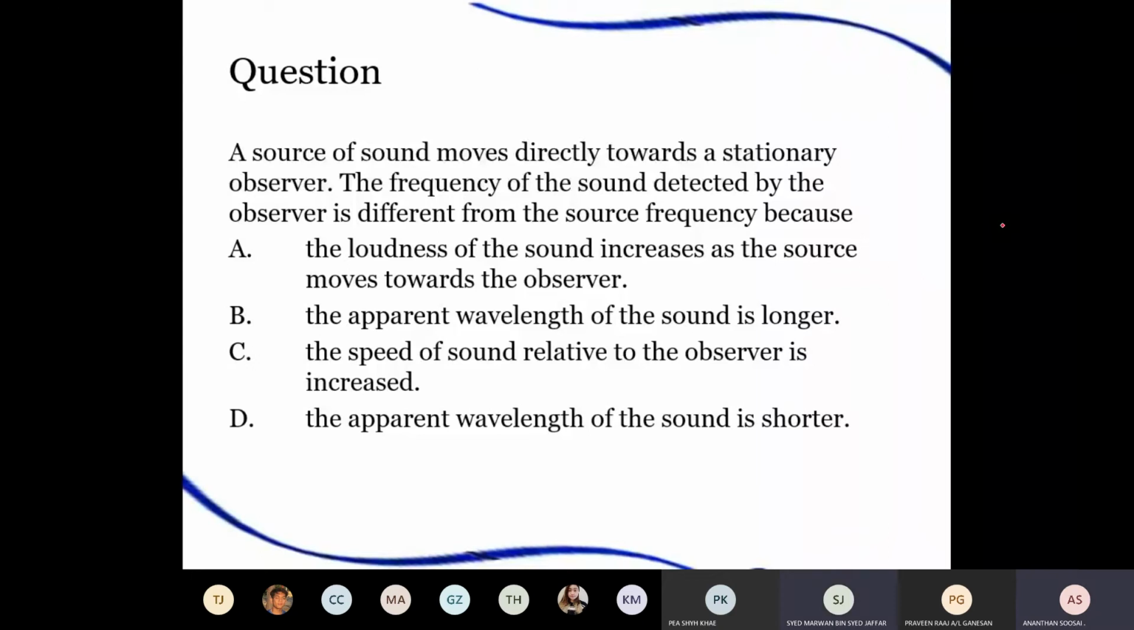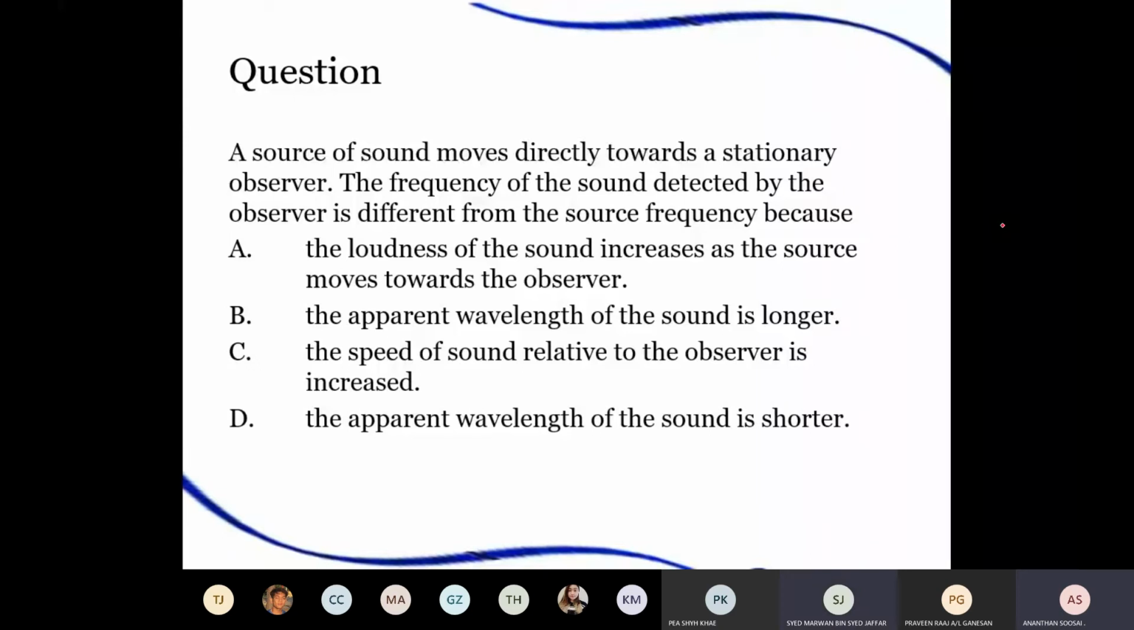It's not wrong, but it never explains the frequency change. Loudness has nothing to do with frequency. So A is not the answer. Although it's a correct fact and it happens, it never explains the frequency change. So A cannot be the answer.